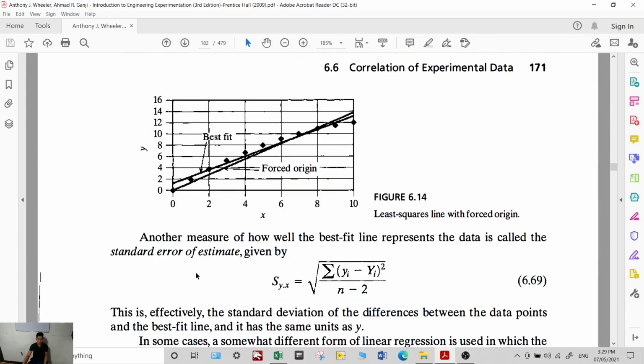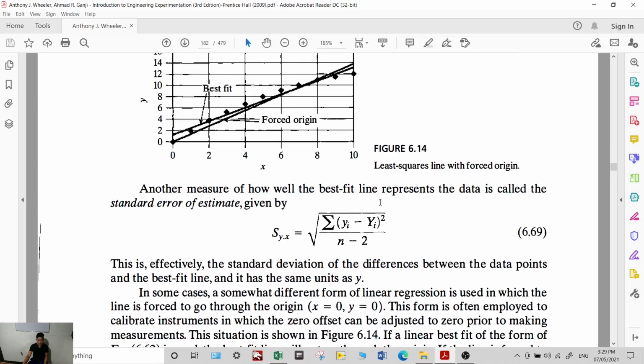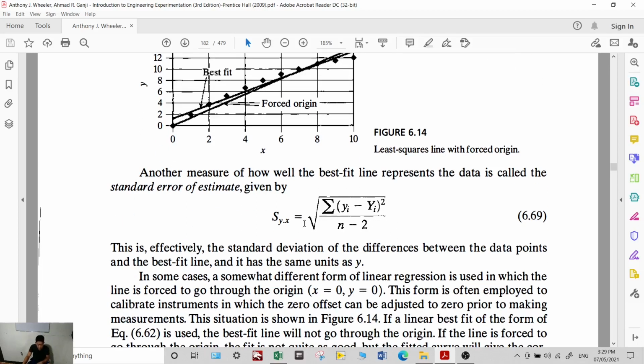Also, you have the standard error of estimate. So, unsa man ni siya? Imong minus ang summation sa y divided by n minus 2. We'll get this standard error of estimate.